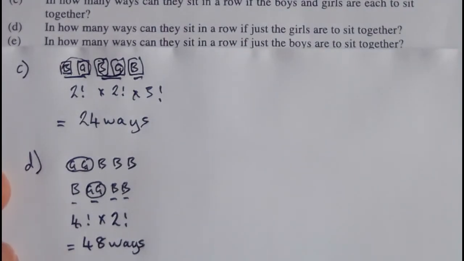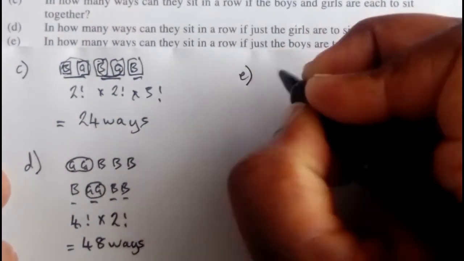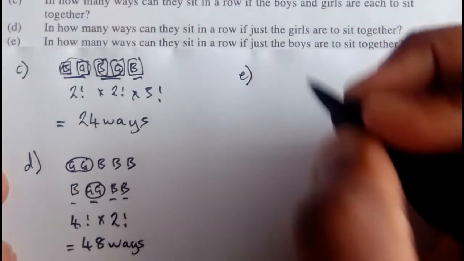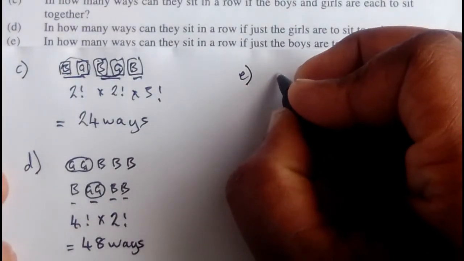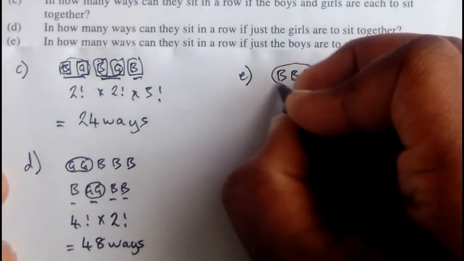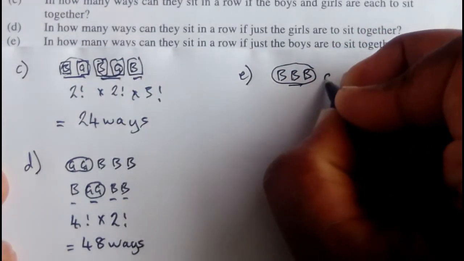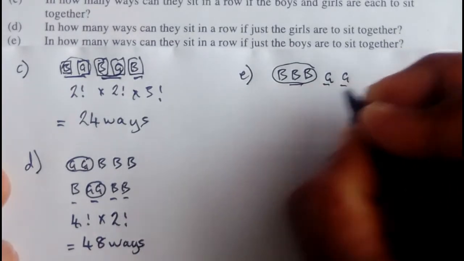Okay, and then in how many ways can they sit in a row if just the boys are to sit together? Okay, so if just the boys are to sit together, then that means we should have 3 boys together. So this is gonna count as one thing. And then you got the girls and the girls. Remember, they can sit in any way. So that's 1, 2, 3 factorial.